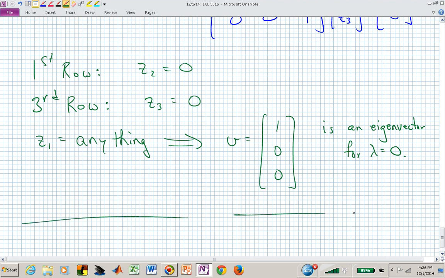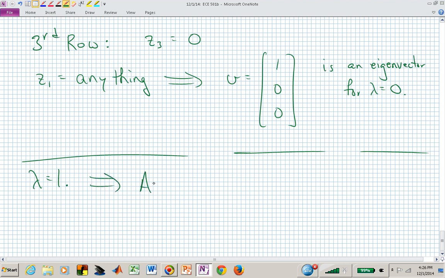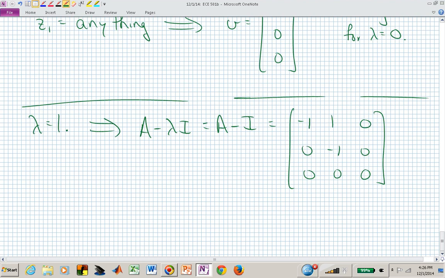What about the eigenvalue lambda equal to 1? Now if we repeat that process, we need to compute A minus lambda I, which is just A minus the identity matrix. A had a 1 in the 3, 3 entry, which now we subtract a 1 from. Here we have a -1, and here we have a -1, and I think that's now my A minus lambda I.